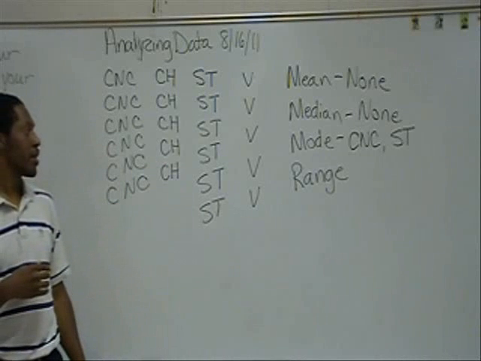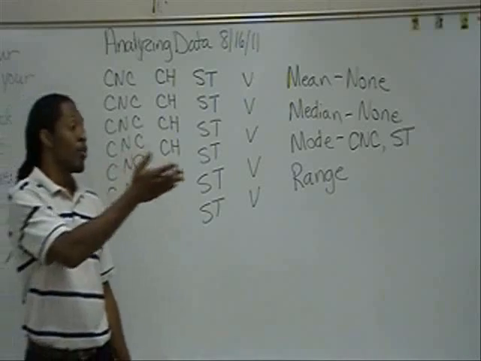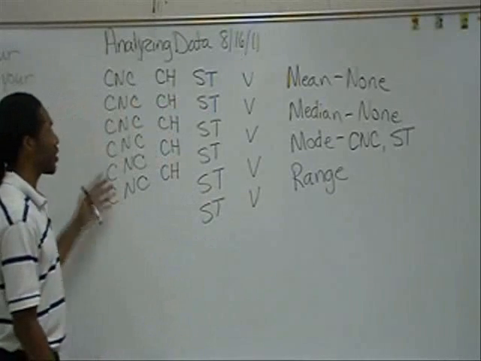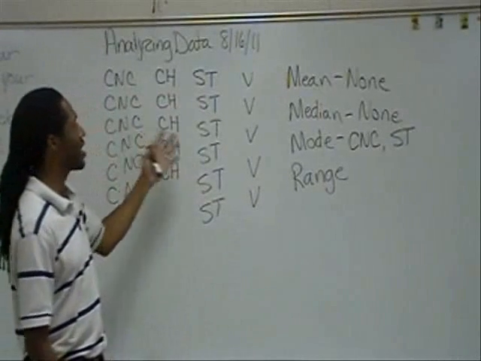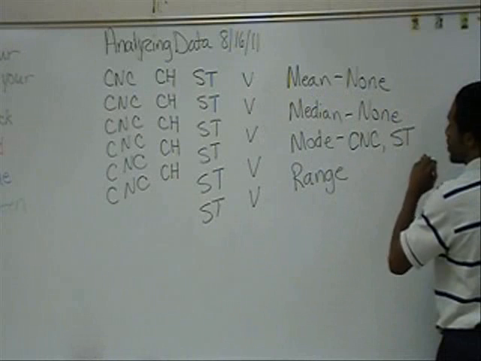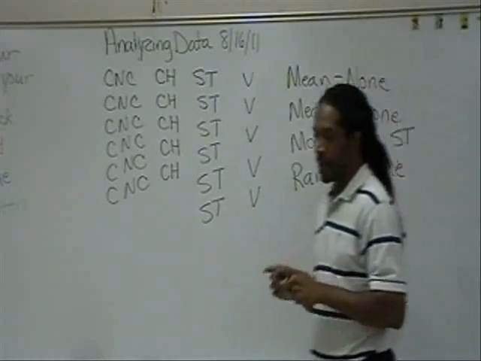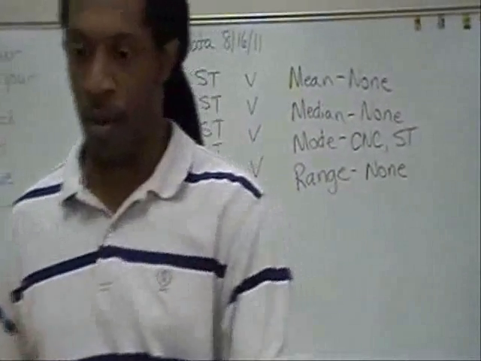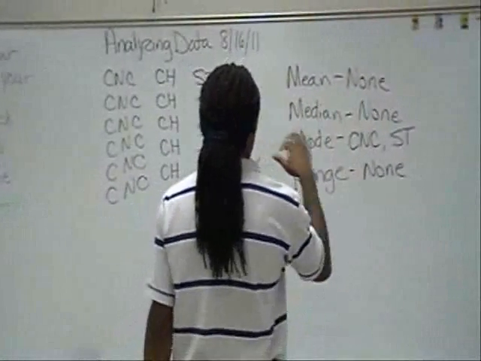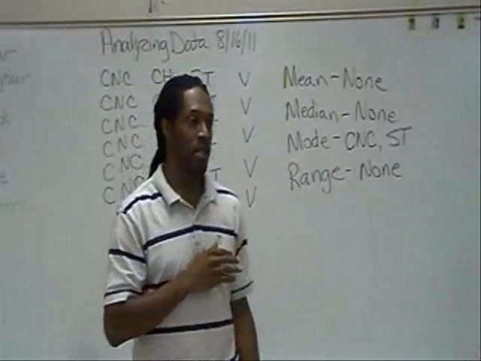Okay? And can we find the range? No. Range involves numbers as well. So we can't find the range because we can't find the highest value. So we have none. So those are our results from when we analyze it. We can't find the mean, we can't find the median, we do have a mode, we can't find the range.